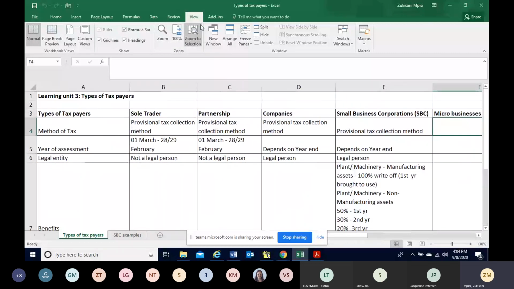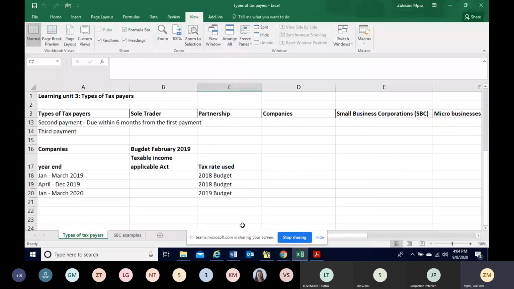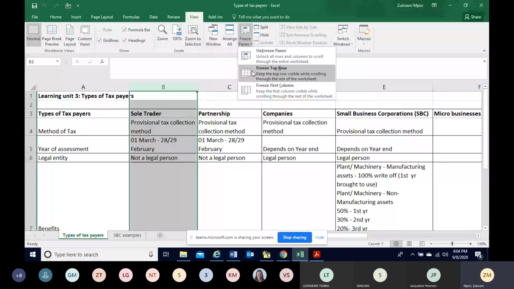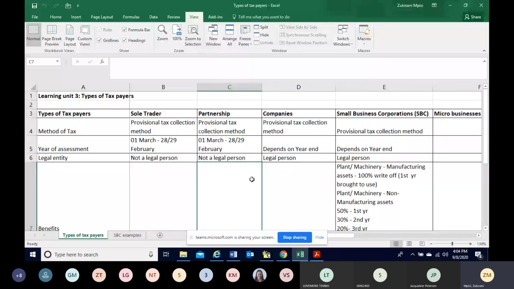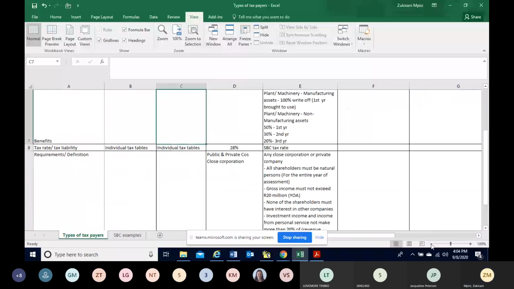I just want to quickly fix something here on freezing my things. Freeze first column, right. So the first thing that we are learning is, in terms of the requirements, please forgive my Excel. I will have to make it a bit smaller for you to be able to see everything.